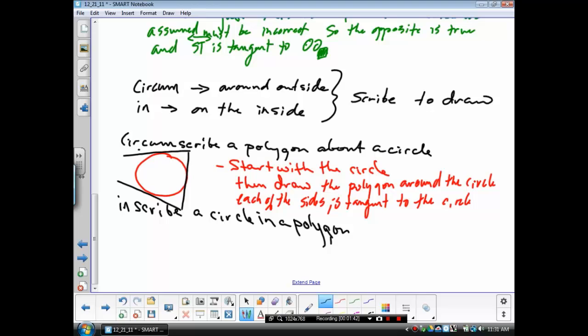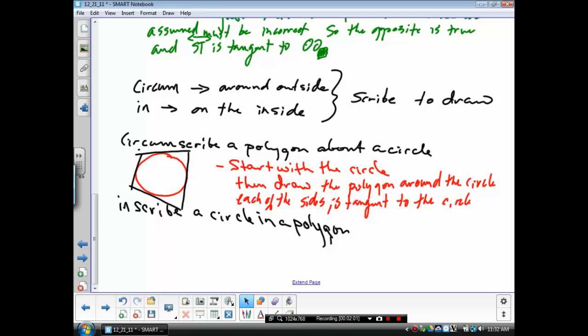But I'm going to do a quadrilateral, which means my fourth side has to be drawn in there, so it can be drawn tangent to the circle. That's circumscribing a polygon about the circle.